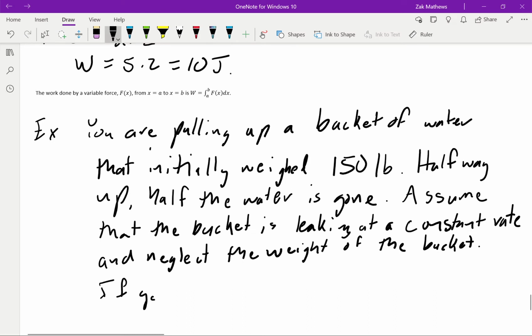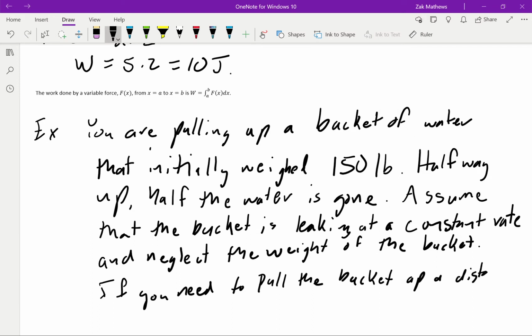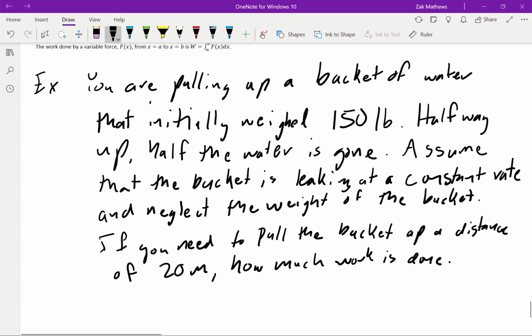If you need to pull the bucket up a distance of 20 meters, how much work is done? We need to start here by thinking about the force equation.